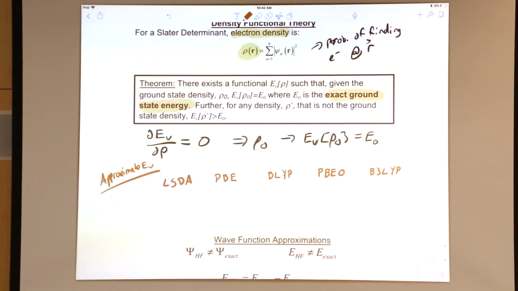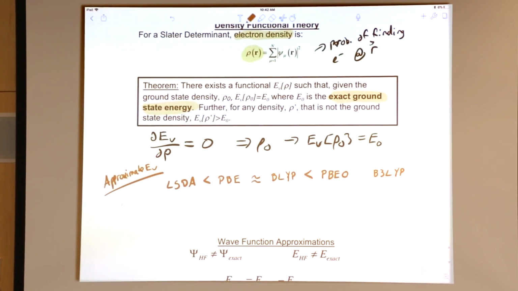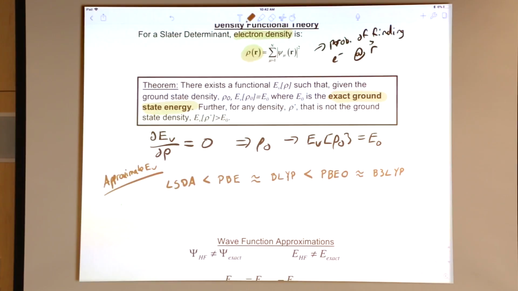Now, there's a mishmash of different exact conditions that were used to derive these functionals. And then empirically, people have gone and shown that PBE is better than LSDA. It's about as good as BLYP. BLYP is not as good as PBE zero, but it's just about as good as B3LYP. So we have an idea that, okay, if we go over towards the right-hand side of this, we're going to get better results out of DFT.